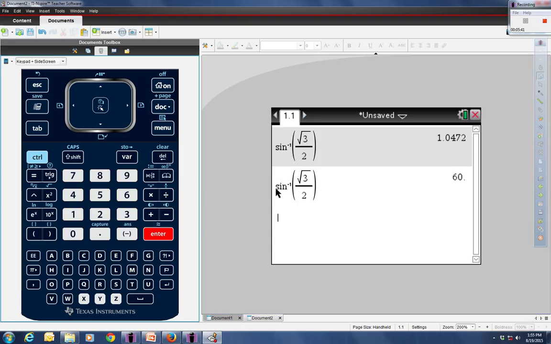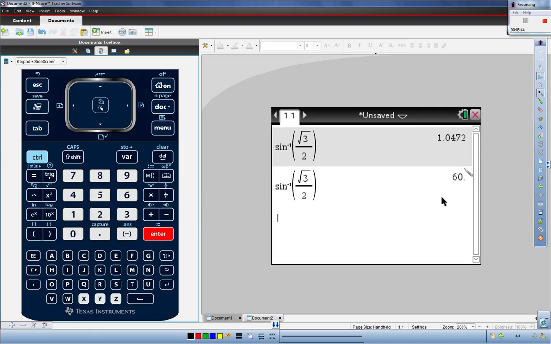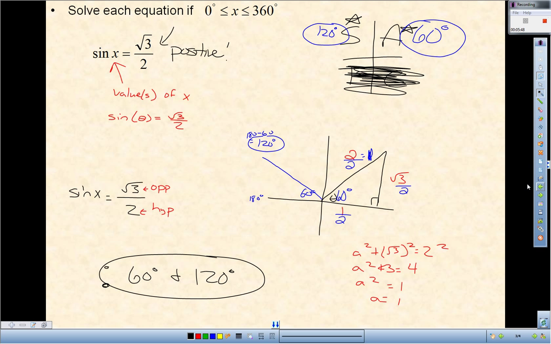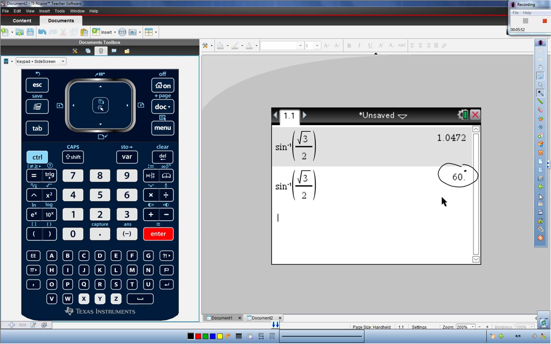Hit enter. There it is. So this is 60 degrees. If you notice, I did get one of the answers, but I didn't get both of them. The way you find the other one is, since you know it's 60 degrees, that again refers to that reference angle, so you have to look in quadrant 2 and find whatever that reference angle is also. So 180 minus 60, that'll still be 120.